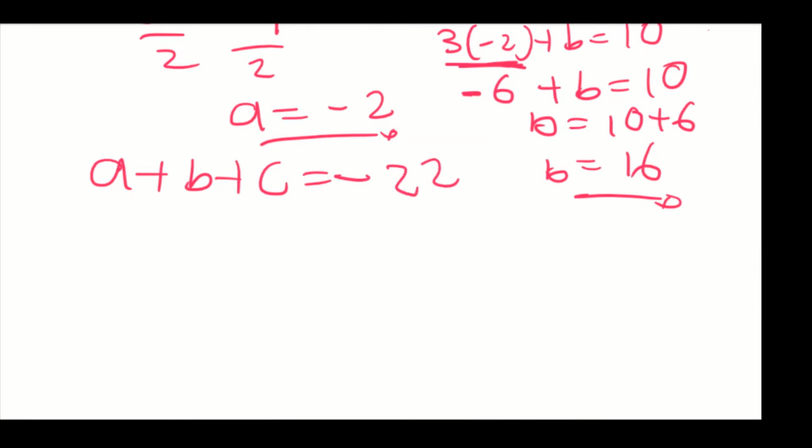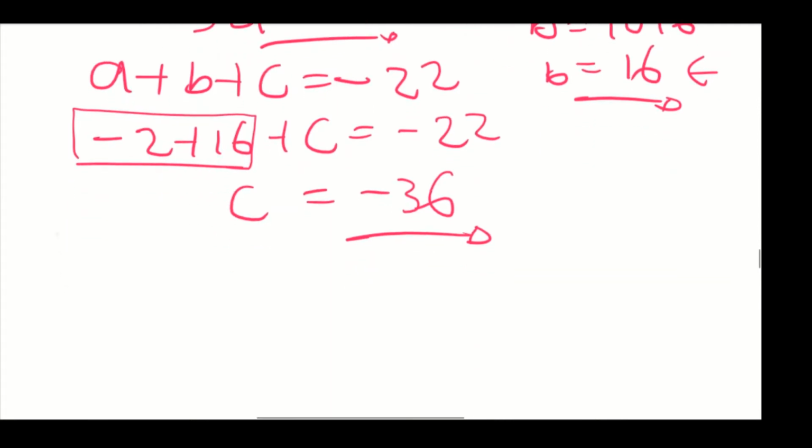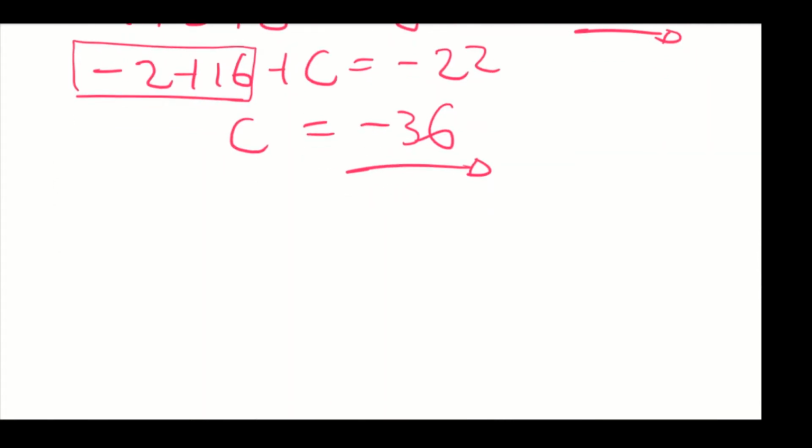So we substitute. The value of a is minus 2, so it's minus 2 plus the value of b, which is 16, so plus 16 plus c is equal to minus 22. Then you transpose these two values to the other side, and the solution of c is equal to minus 36. So now we have our value of a equal to minus 2, a value of b equal to 16, and our value of c equal to minus 36.